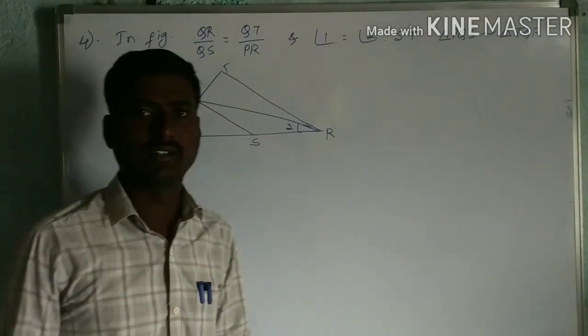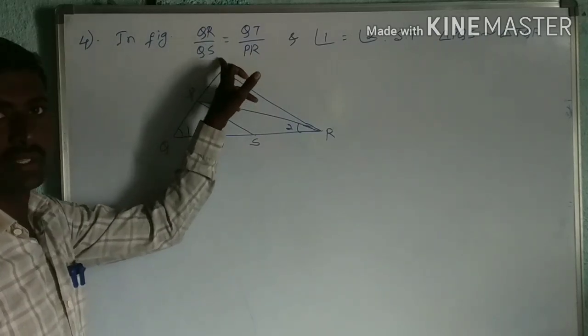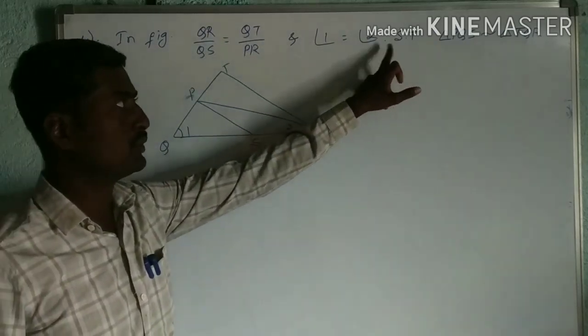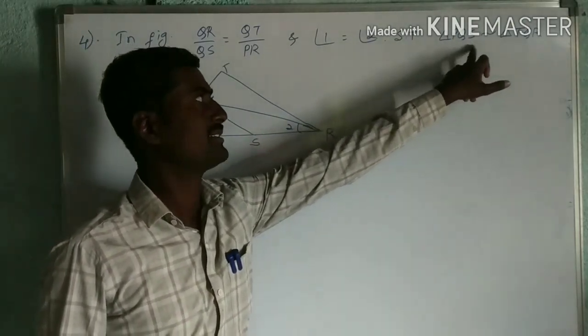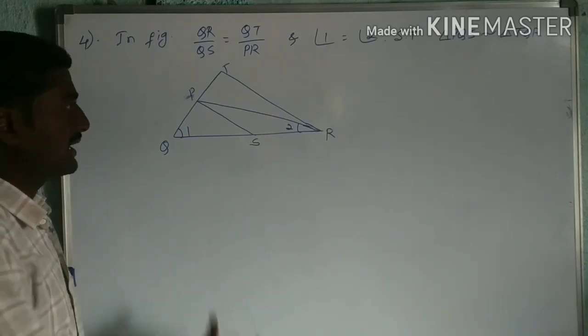Hi dear students, now we shall start the fourth question. In the figure, QR divided by QS is equal to QT by PR and angle 1 equals angle 2. Show that triangle PQS is similar to triangle TQR. So you see the diagram.